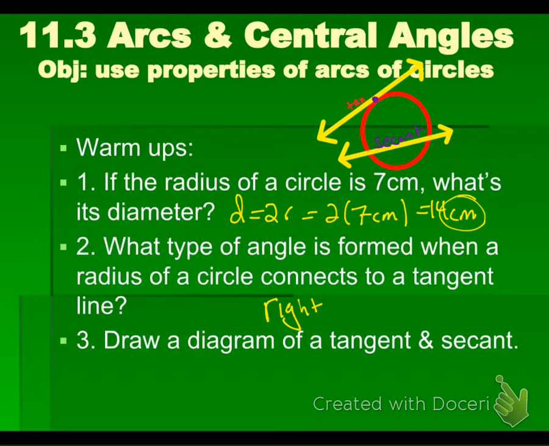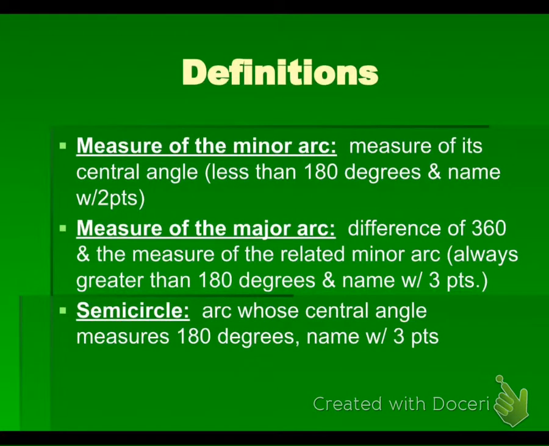Are you okay if we move on? Is the measure of the minor arc. So remember, we associate minor and major. Minor is smaller than major. So our minor arc is the measure of its central angle. It's going to be less than 180 degrees, and we name it with the 2 points. Our major arc is going to be the difference between the minor arc and the total interior of the circle, which is 360, and we name it with 3 points.